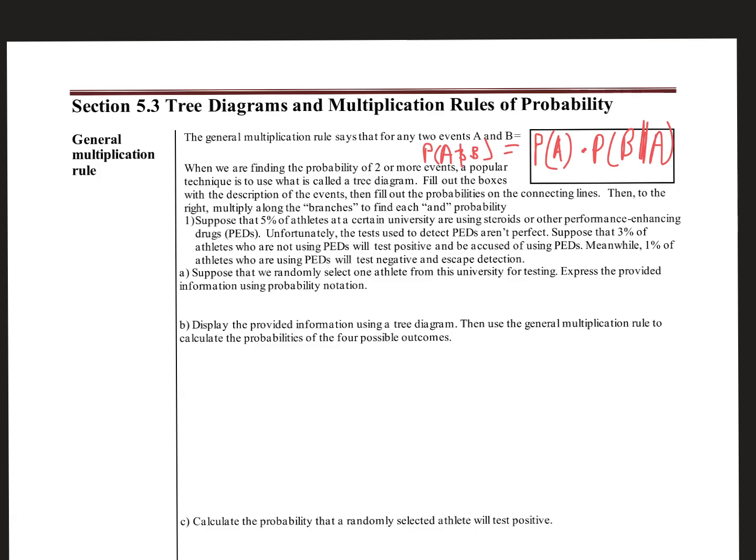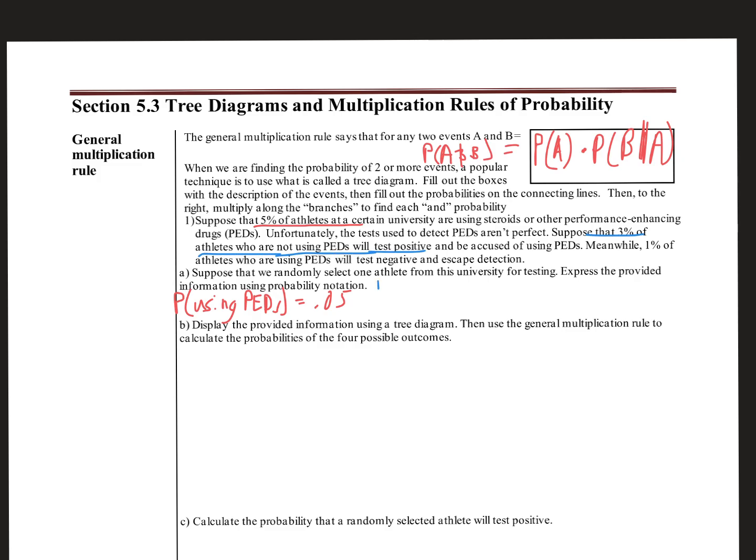Okay, so if we want to write this in probability notation, the first one, 5% of all athletes are using steroids. So the probability that they are using PEDs, and that's out of all of the athletes, equals 0.05.